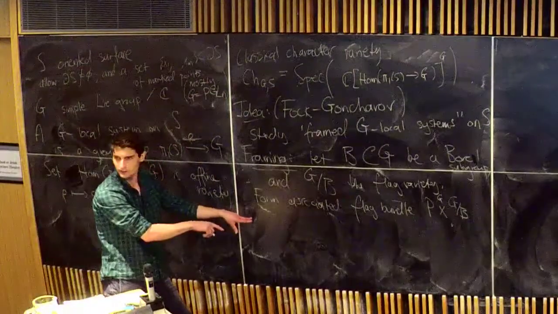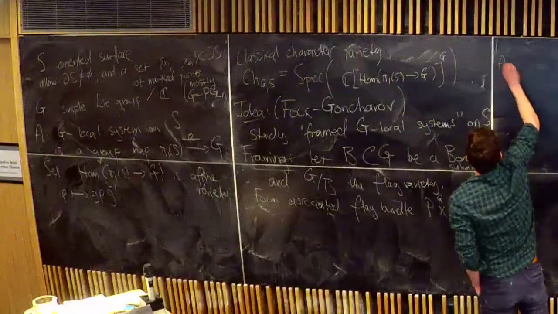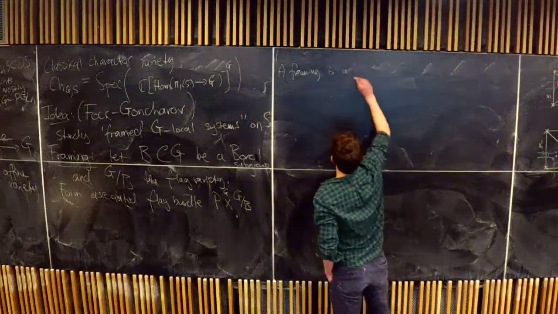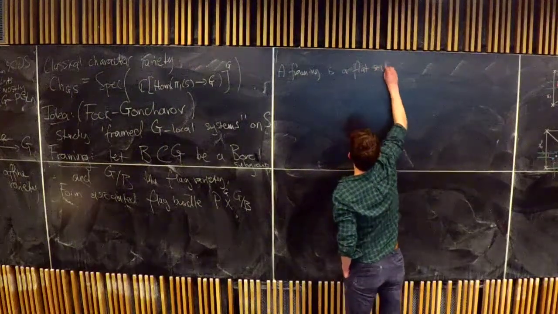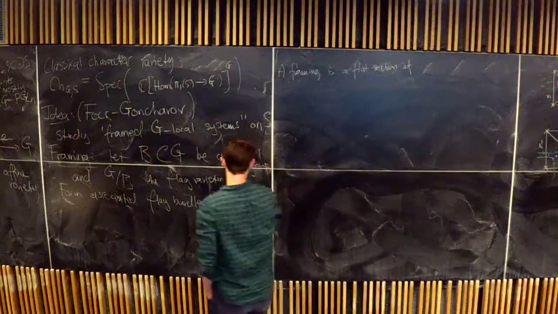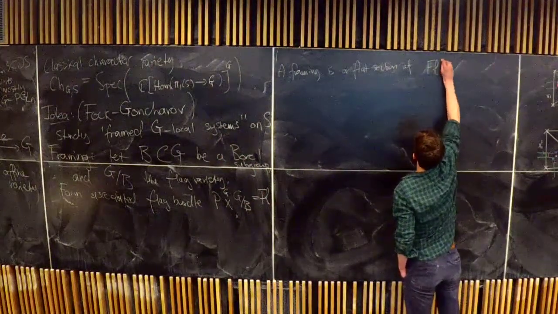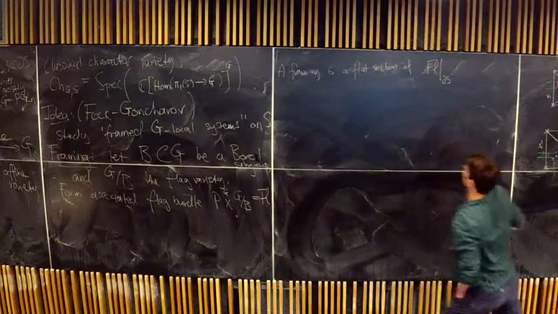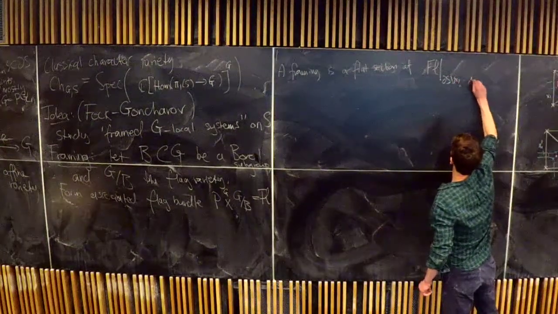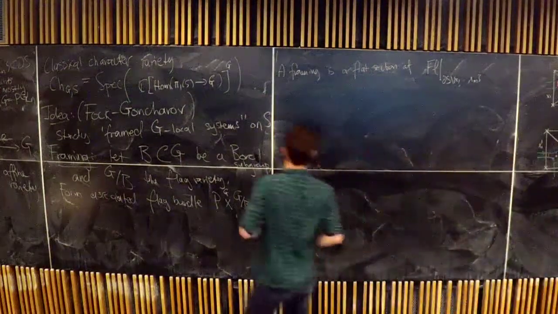Is it visible if I write here, or should I switch to the next one? Next. Okay. Right. So a framing is a flat section of, let's give this thing a name, let's call this FL, of this associated flag bundle, restricted to the set I get by taking the boundary of my surface and deleting out from it a collection of special points.